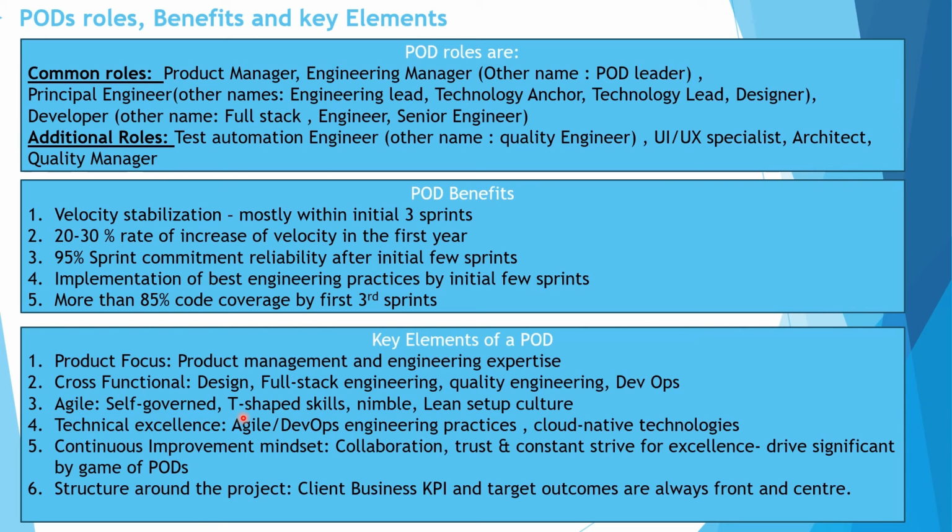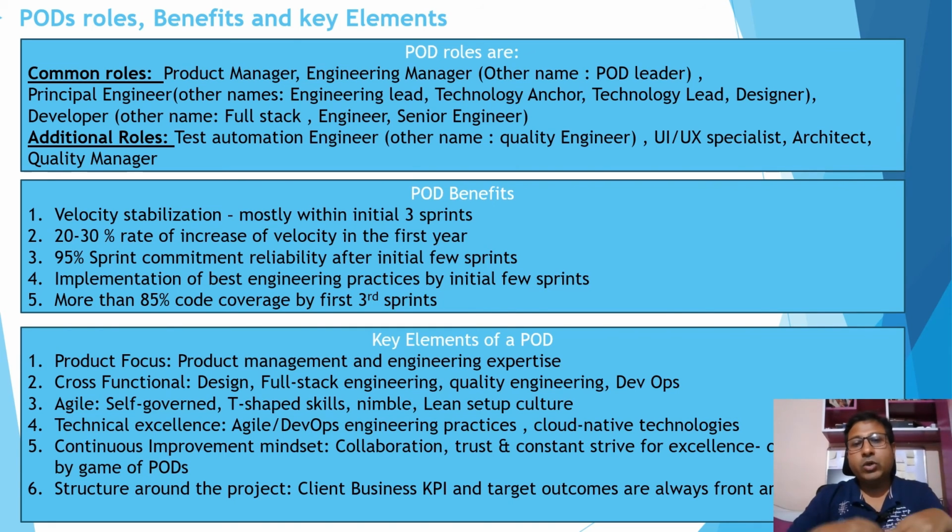Then the pod is agile. That means a self-governed, T-shaped, skilled, nimble, lean setup with minimal waste. Technical excellence: agile, DevOps engineering practices, cloud native technologies, everything should be brought to the table, right? Then a continuous improvement mindset, continuous inspect and adapt. As I mentioned in my previous sessions, to me, agile means continuous learning. Here, the pod also demonstrates the same: continuous learning and continuous improvement, like through the games of pod.